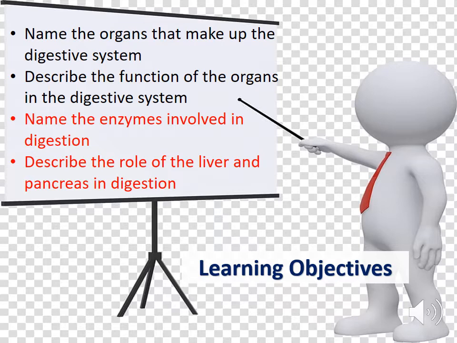Now, when we say about describing the role, we just mean what is it that they do? What is their function? What is their job? Now, for some of you, those that want to be pushing yourselves a little bit harder, a little bit further, see if you can name the enzymes involved in digestion. Now, enzymes are just substances that speed up a chemical reaction that takes place in your body. Okay, so they speed up the digestion of food. And finally, if you can describe the role of the liver and the pancreas.